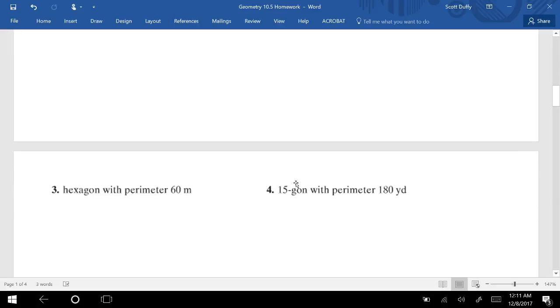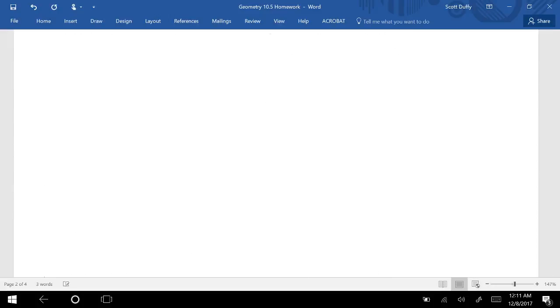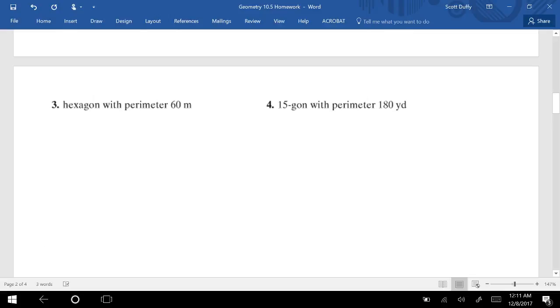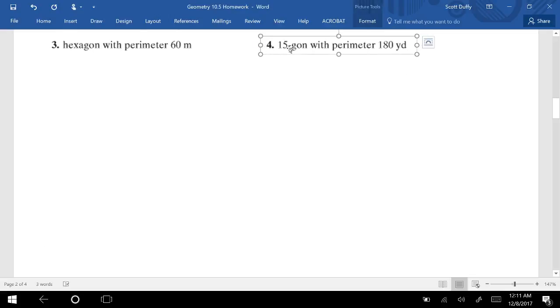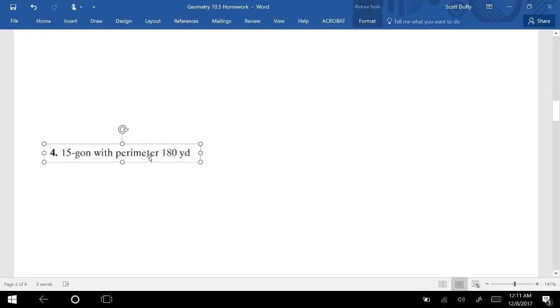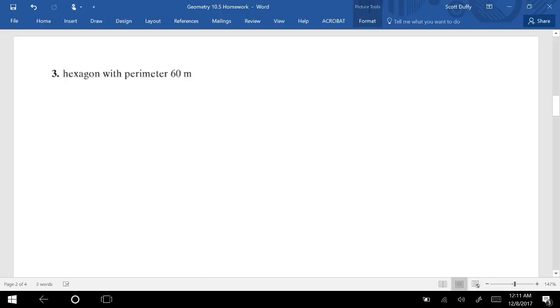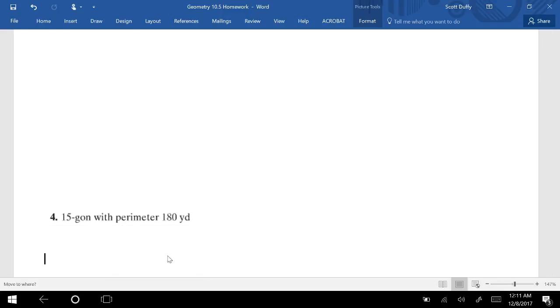Now I'll do number 3 for you. Yeah, I'm going to do it. I'm going to move 4 down so I can just get everything all in one bunch. So, hexagon with a perimeter of 60 meters. Let me put a hexagon in.